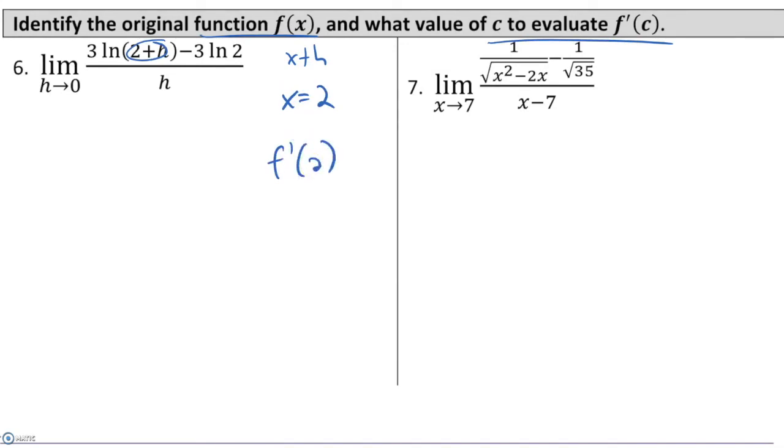And the original function, changing my 2's back into x's, I can see, usually just focusing on the second part, because that's where our f of x should be. F of x equals 3 natural log of x.